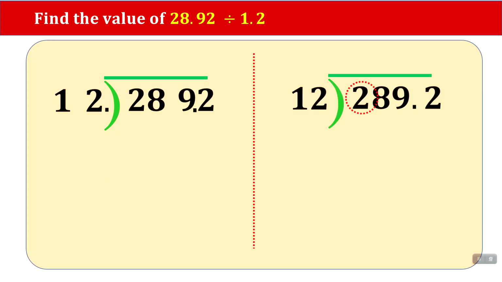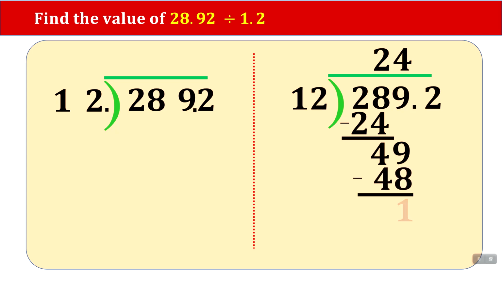Now we ask, can 12 go into 2? We know 2 is not big enough. And so we check, can 12 go into 28? Yes. 12 goes into 28 twice. 2 times 12 is 24. When we subtract, we get 4, and we bring down the 9. 12 into 49 goes 4 times. 4 times 12 is 48. When we subtract, we're left with 1. We bring down the last digit of 2. 12 into 12 goes once. 1 times 12 is 12, and when we subtract, we're left with 0. Now we move the decimal point in the question right above it, and our answer is 24.1. And now you've solved the mystery of how to divide decimals by decimal numbers.